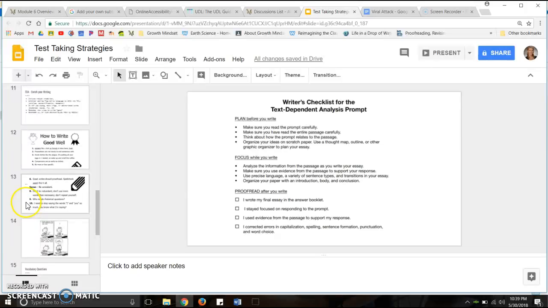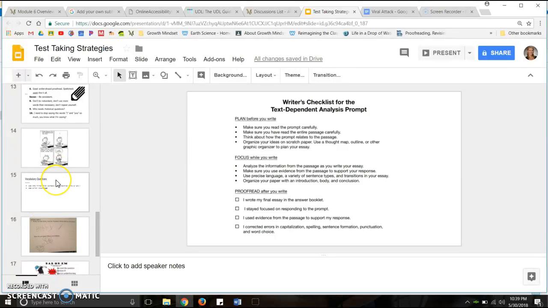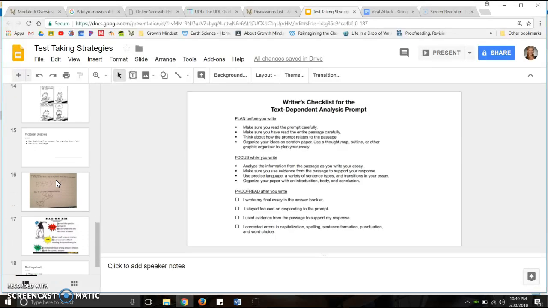I do believe when I was looking at the UDL principles, 9.1 said to promote expectations. I kind of believe I did that because this whole presentation was kind of reinforcing my expectations for my students, how I expect them to work on the PSSAs.